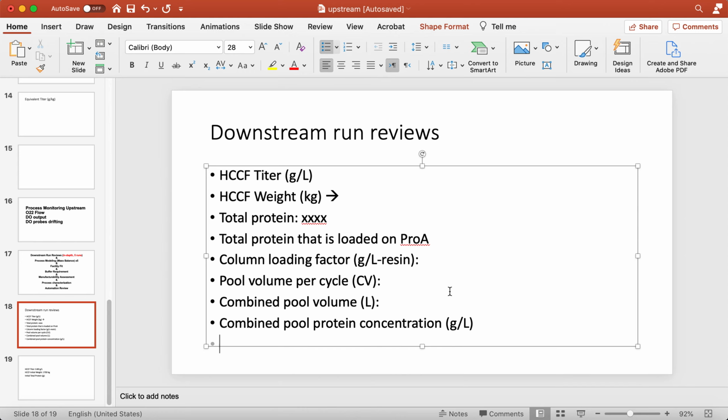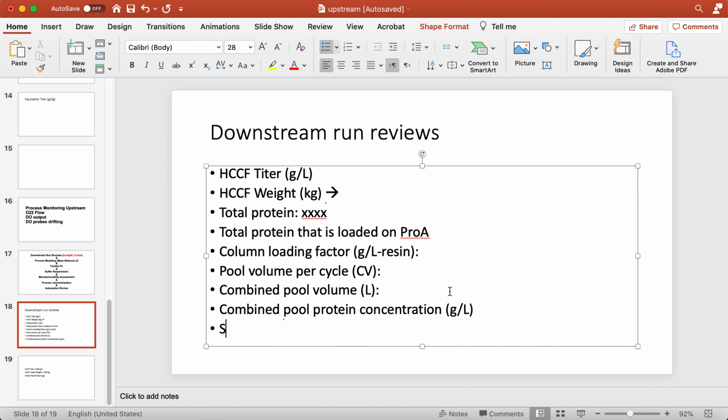And then you calculate the step yield, and the step yield is usually looked at, and from the small scale runs you mostly know what your step yield is going to look like, so you can compare.